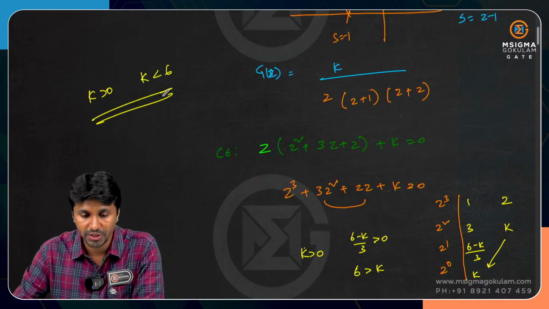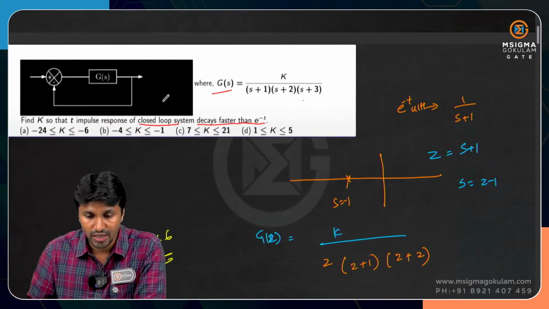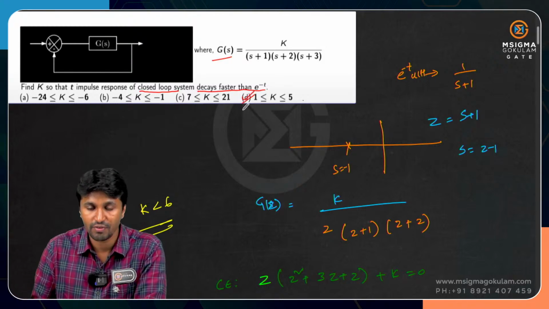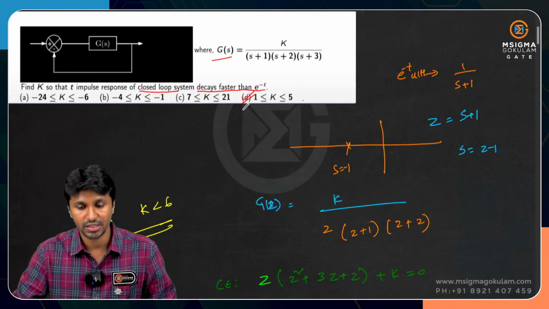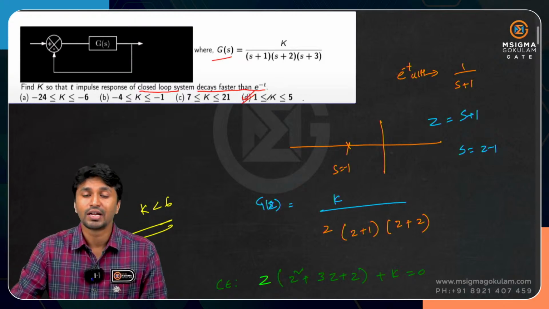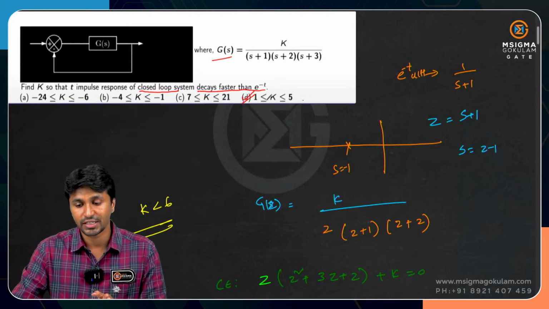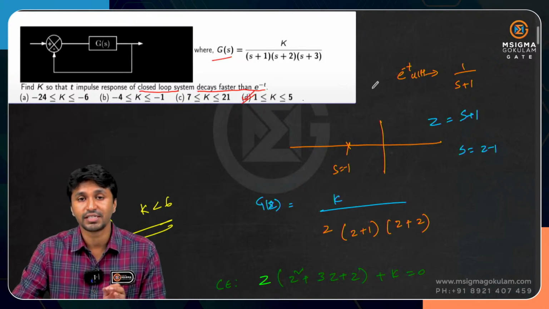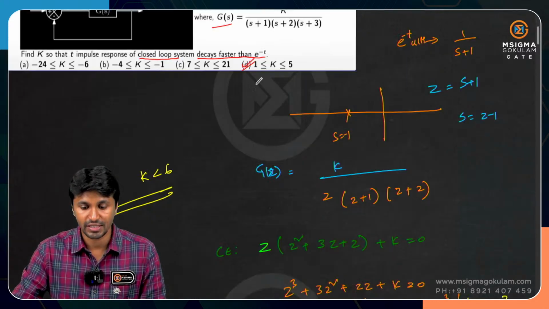So which option satisfies this condition? You can clearly see that only option D will satisfy, right? Option D will satisfy. Okay, so this is how you solve this problem. This is basically a problem based on relative stability. He's asking you to find the relative stability about the point s is equal to -1, right? s is equal to -1.